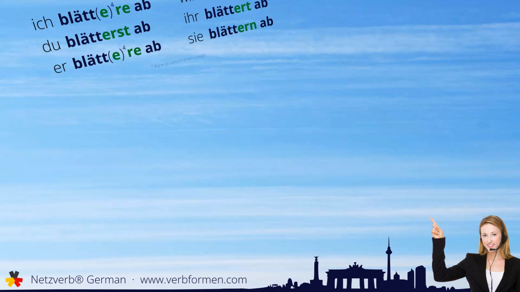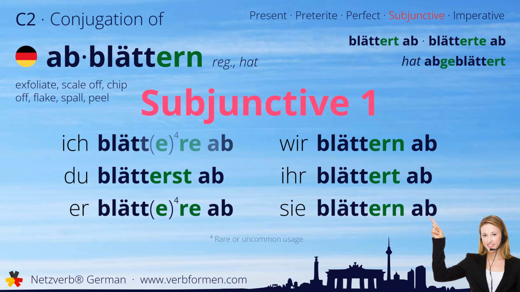Next up is the subjunctive one. Ich blättere ab. Du blätterst ab. Er blättere ab. Wir blättern ab. Ihr blättert ab. Sie blättern ab.